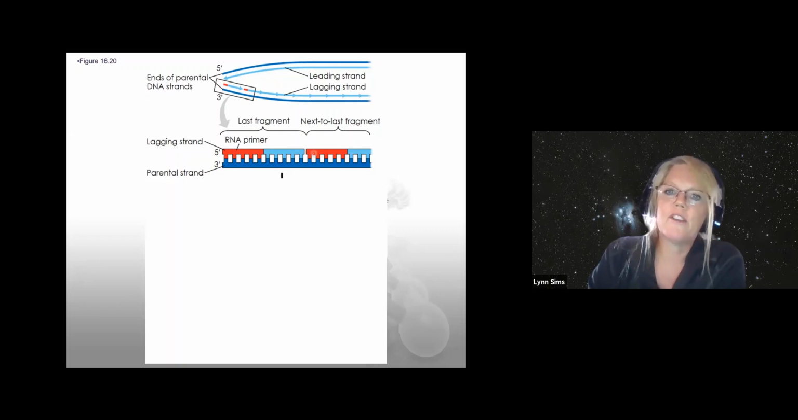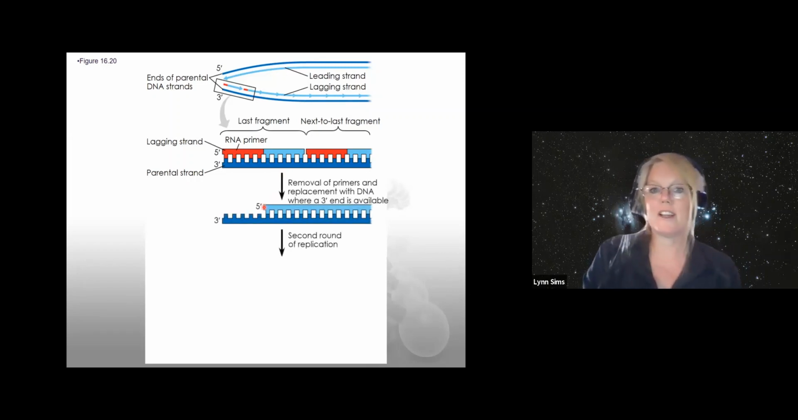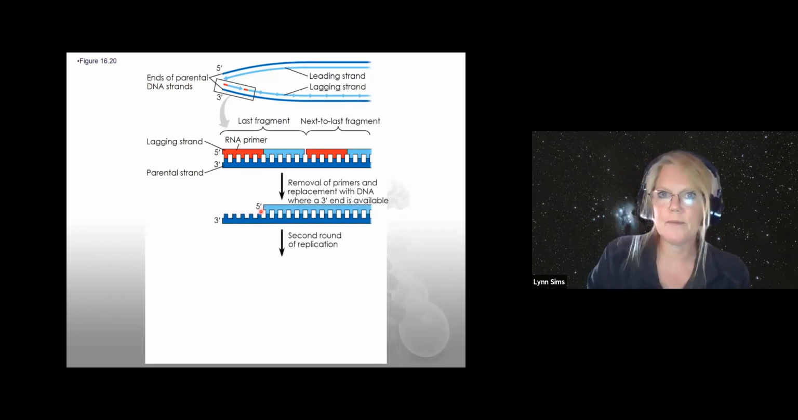So here, this is in between the fragments. This RNA can be replaced by DNA using DNA polymerase 1, and then the gap will be filled with DNA ligase. Well, this RNA primer is going to be removed, but then that leaves a 5' end. Bases cannot be added to a 5' end. They can only be added to a 3' end. You can't just add one here.